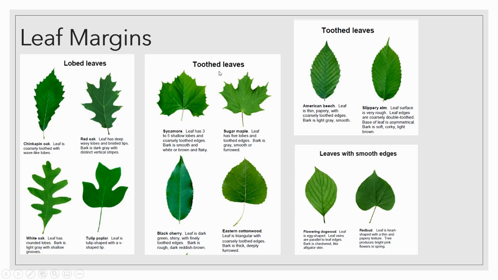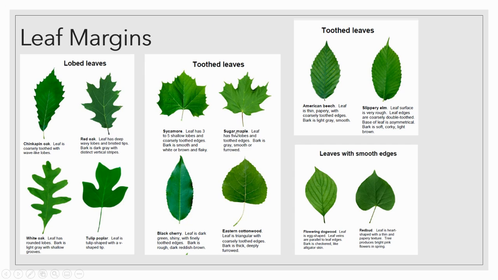Moving over to toothed leaves. Now it's very important to tell toothed from lobed, right? And I can see how you might confuse this leaf over here of a red oak with, say, a sugar maple. But one key characteristic you can use is to count the number of lobes or teeth on there to determine which kind of tree it's from.